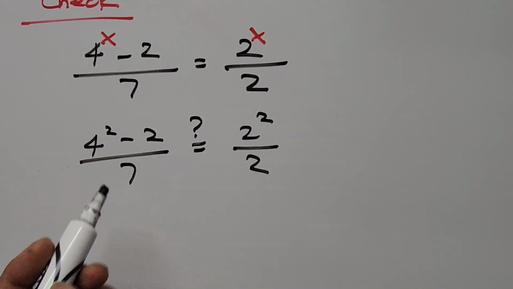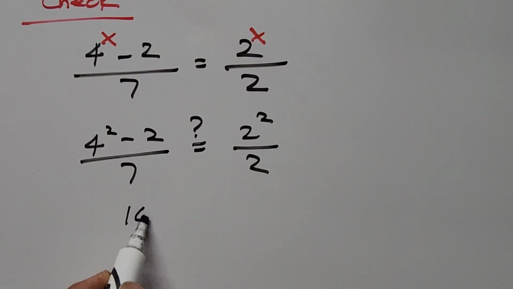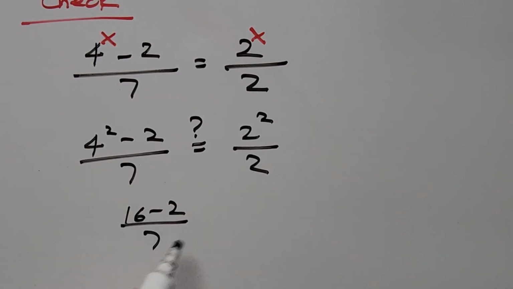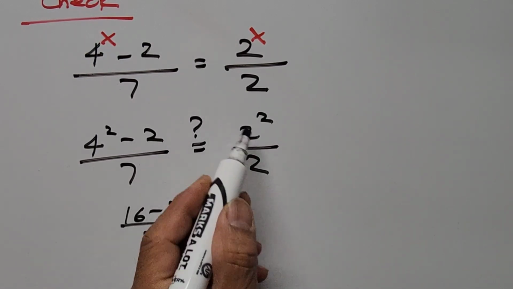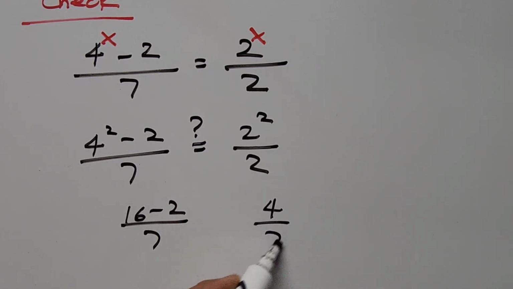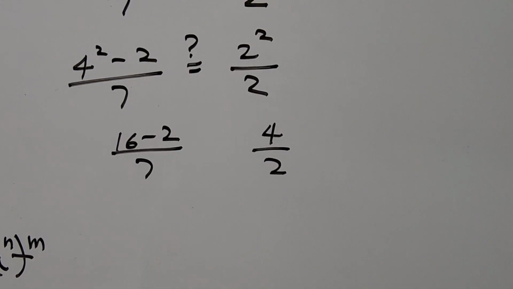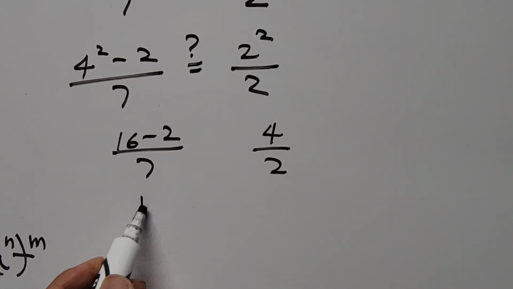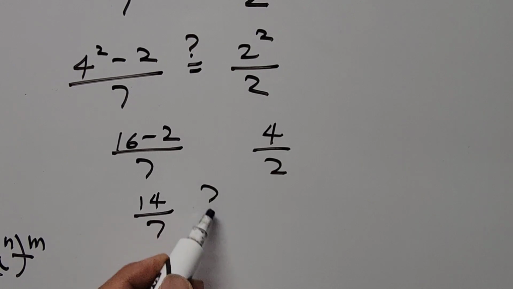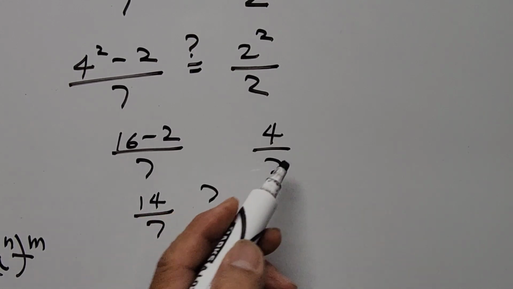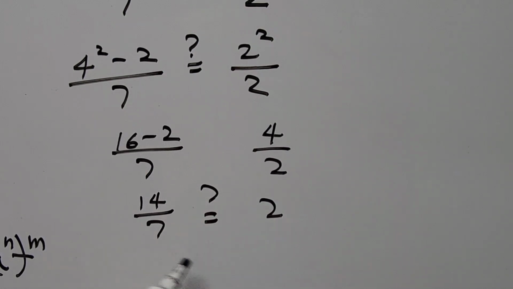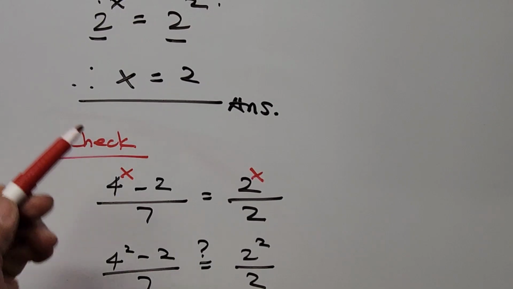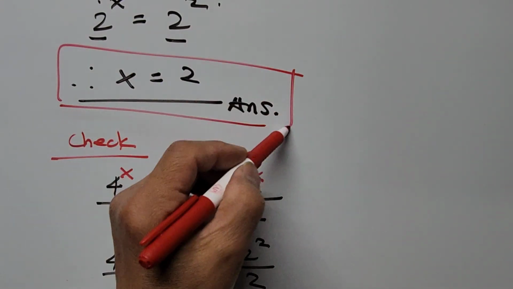So we have here 4 squared, that is 16, minus 2, divided by 7. On the right-hand side, 2 squared, that is 4, divided by 2. So on the left-hand side, 16 minus 2 is 14, divided by 7. Is this equal to the right-hand side? The right-hand side is 4 divided by 2, that is 2. So 14 divided by 7 on the left-hand side is 2, which is equal to 2. This confirms that the value of x is correct. x is equal to 2. So this is now our final answer.